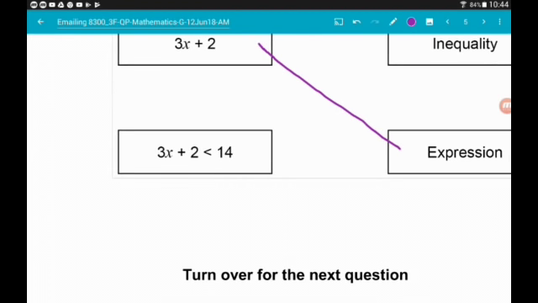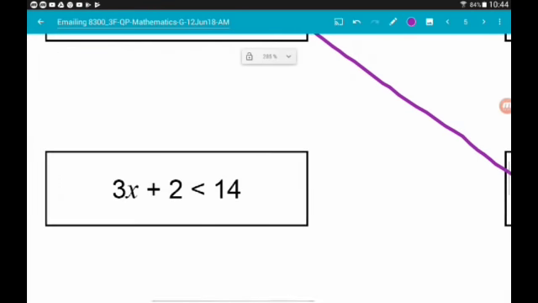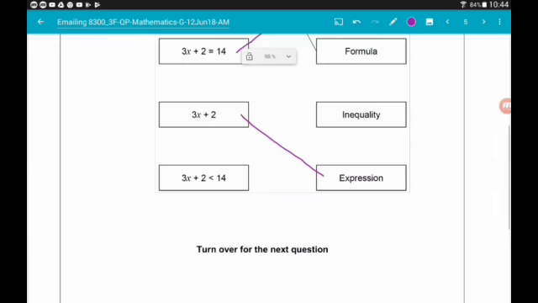And then this final chap down here, 3x add 2 is less than 14. So a little pointy arrow means we are dealing with an inequality. Cool.